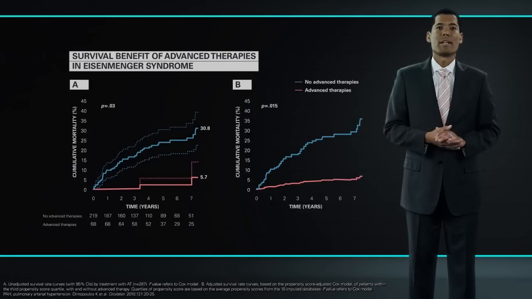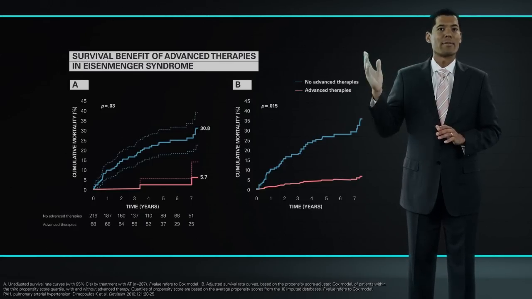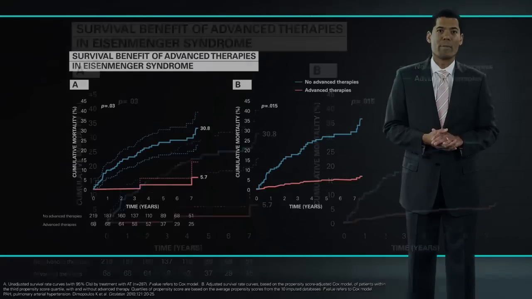This retrospective study analyzed data from 229 adult patients with Eisenmenger syndrome who were actively followed at a single center between 1999 and 2008. In fact, advanced therapies were associated with improved survival before and after adjusting for baseline clinical differences, as shown here in graphs A and B respectively.